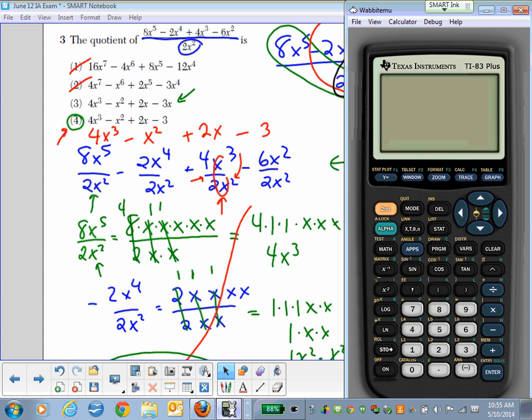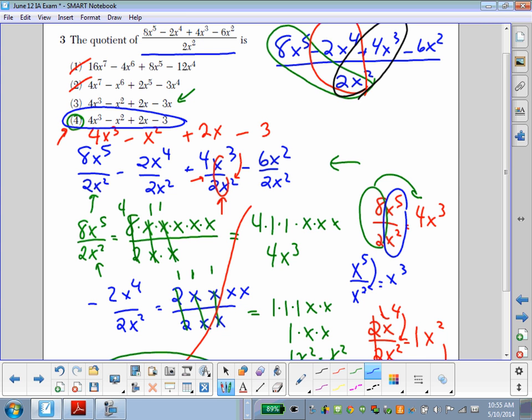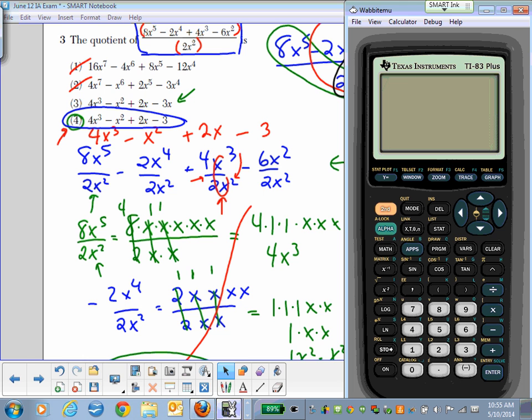So I want to put my problem here into the graphing calculator. Then I want to put my answer into the graphing calculator and see if I got the same answer. It's very important that you realize that this long division is a grouping symbol, which means I need to put parentheses around the top and the bottom when I put this in my graphing calculator. So again, here's my graphing calculator. I'm going to go to the y equals key.